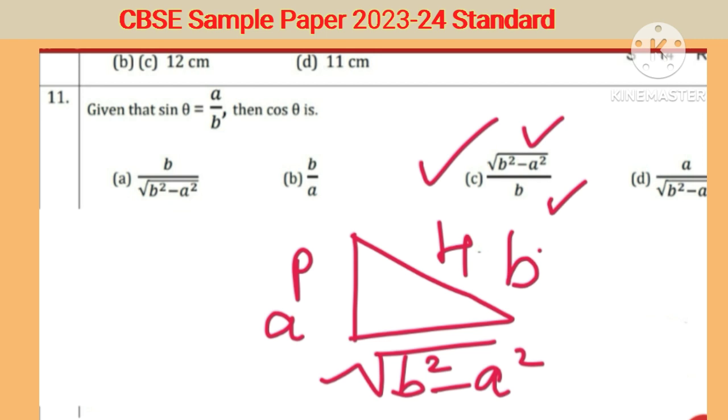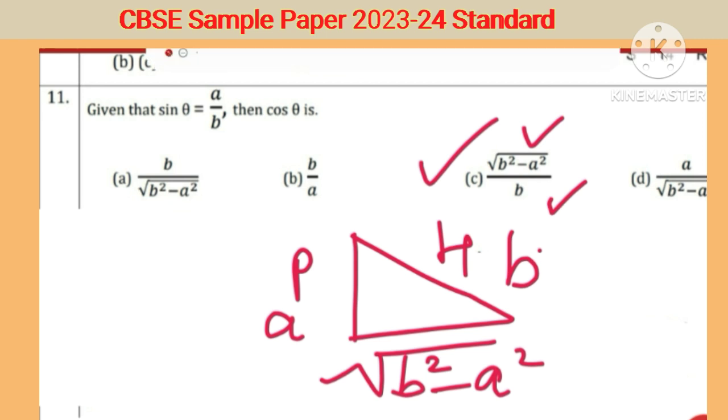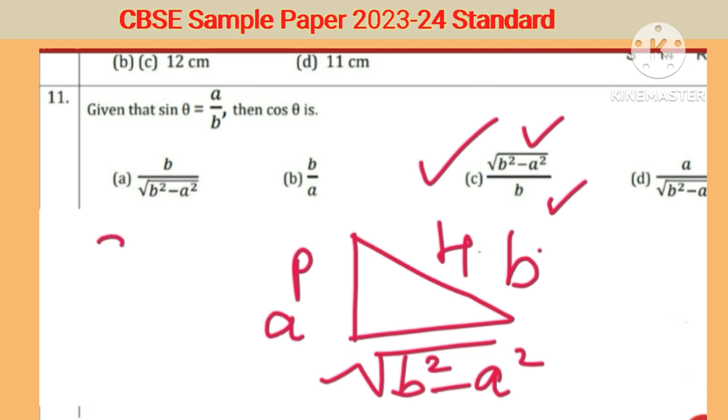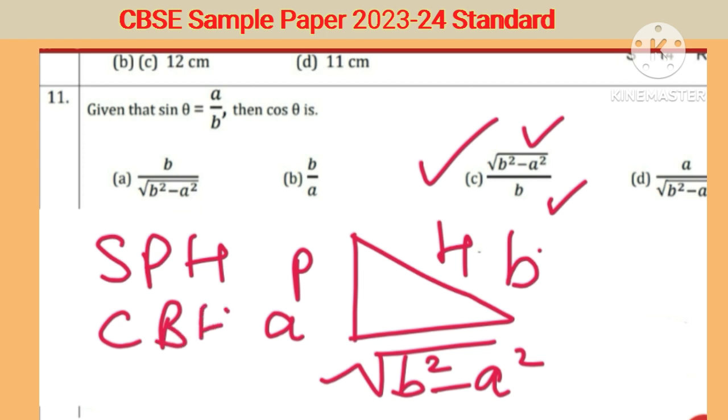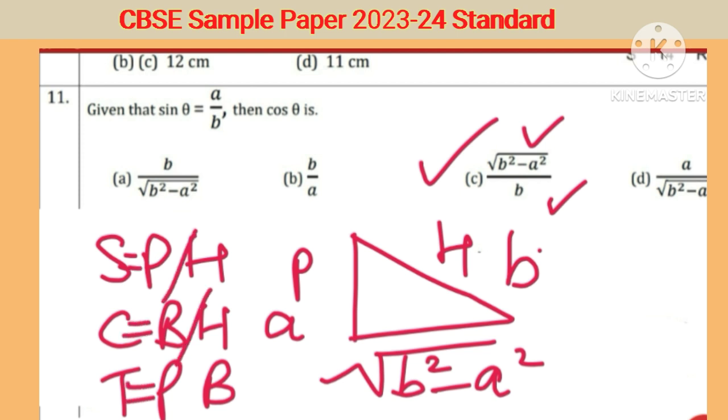Here I will tell you a small trick to remember this, and I also have a separate video on it. Some people have curly brown hair through proper brush. So sin theta is equal to P by H, cos theta is equal to B by H and tan theta is equal to P by B. You can visit that video and I hope you will like it.